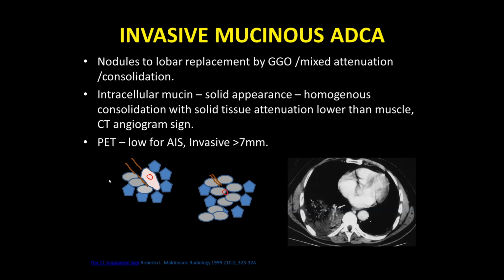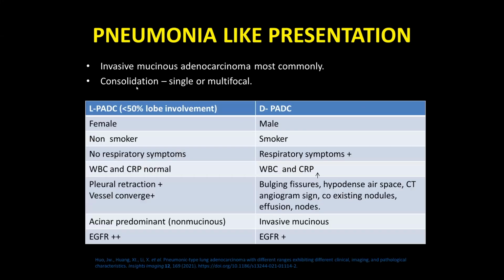But when you see a nice homogeneous low attenuation lesion, a consolidation area with air bronchogram, CT angiogram, and it is bulging the fissures and there are some surrounding nodules, then think in mind, especially if the patient does not have features of infection, can this be an invasive mucinous adenocarcinoma? Okay. So that is why this pneumonia-like presentation is important. We should be able to recognize pneumonia-like presentation of lung cancer.